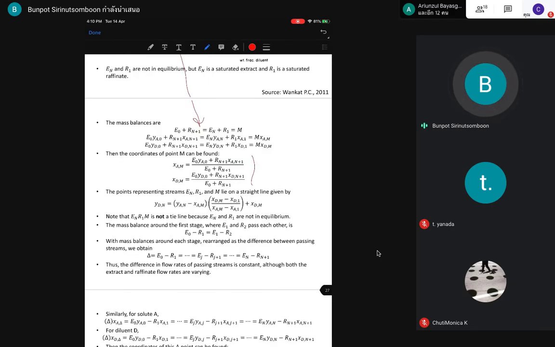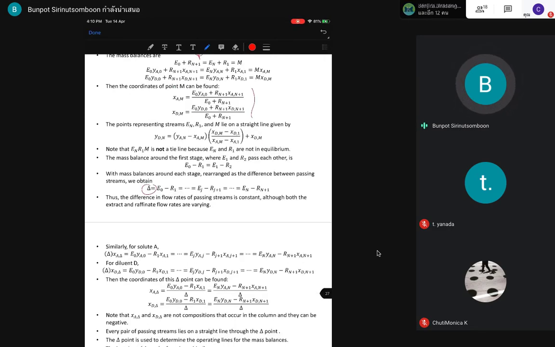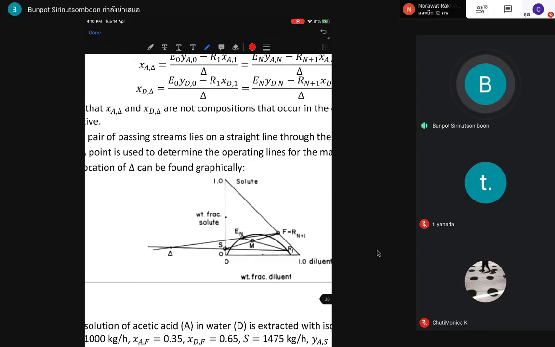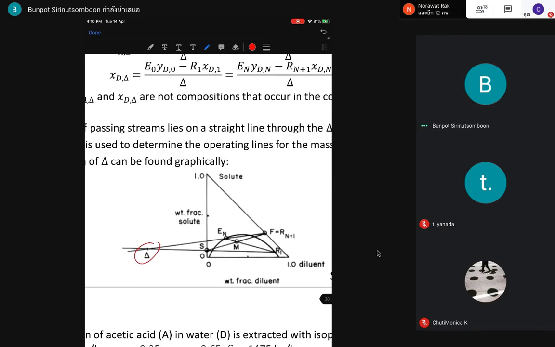There's a special point. It's called the delta point. Again, I'm not gonna go into detail, but basically, this is a delta point. You can draw straight lines from these 4 points, and they're gonna intersect at this point. This point is also an imaginary point. This delta point doesn't exist in real life, but it's gonna help you do the calculation.